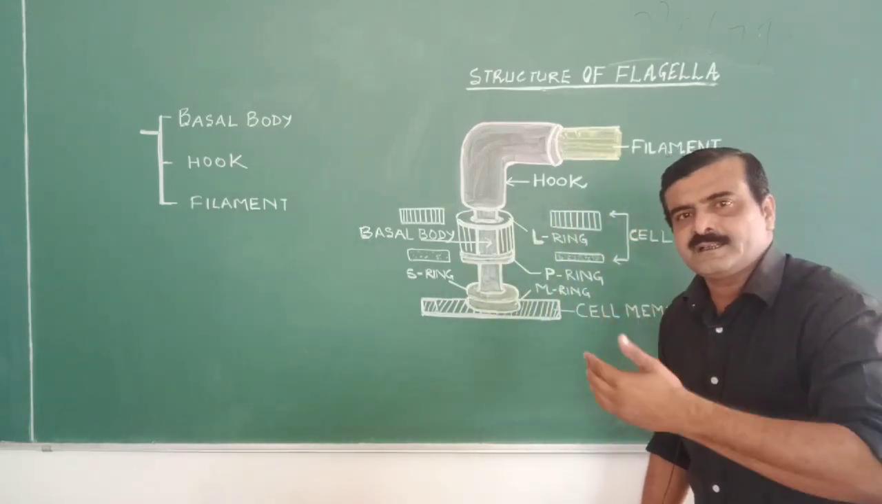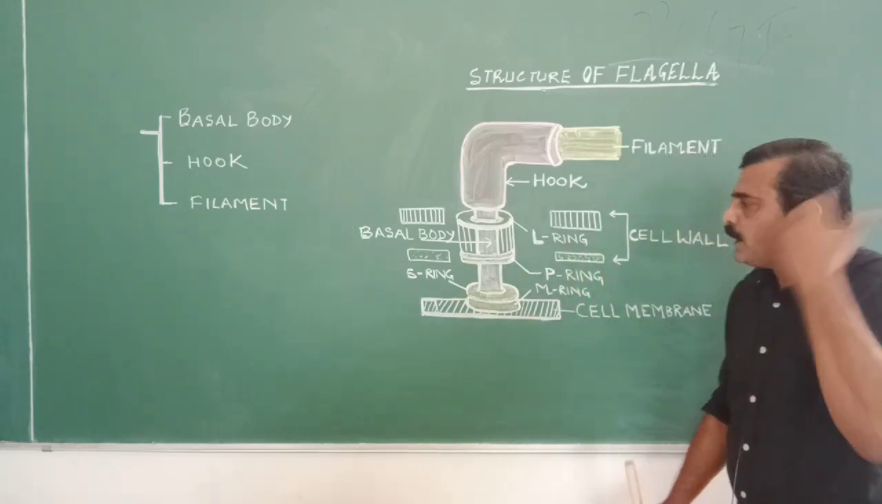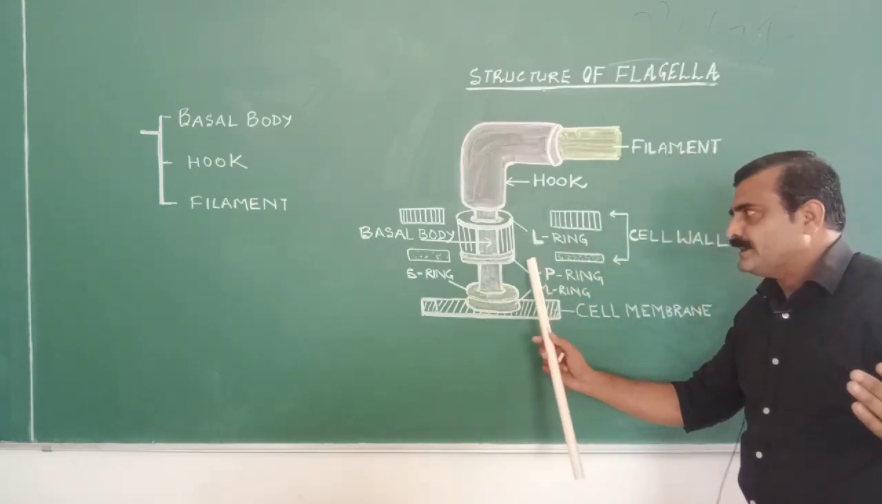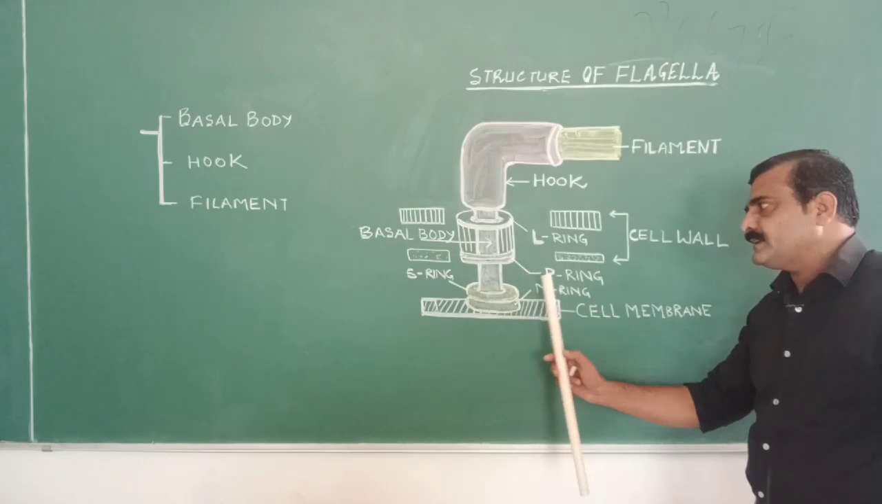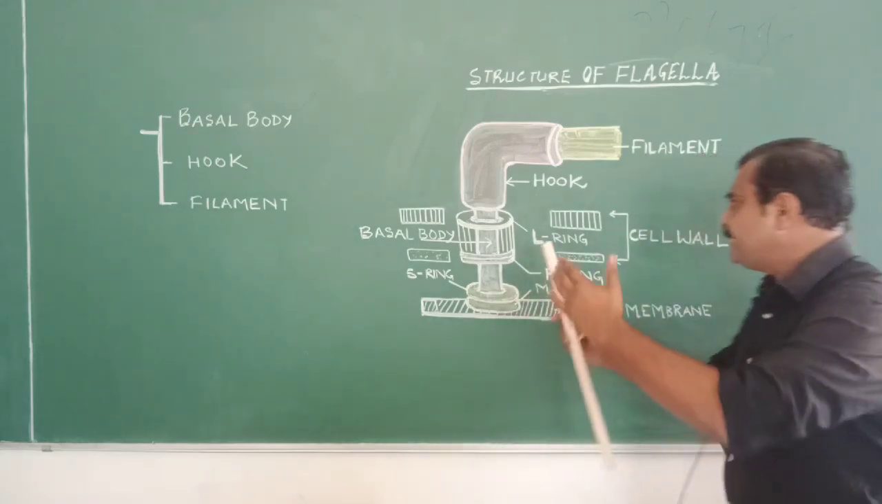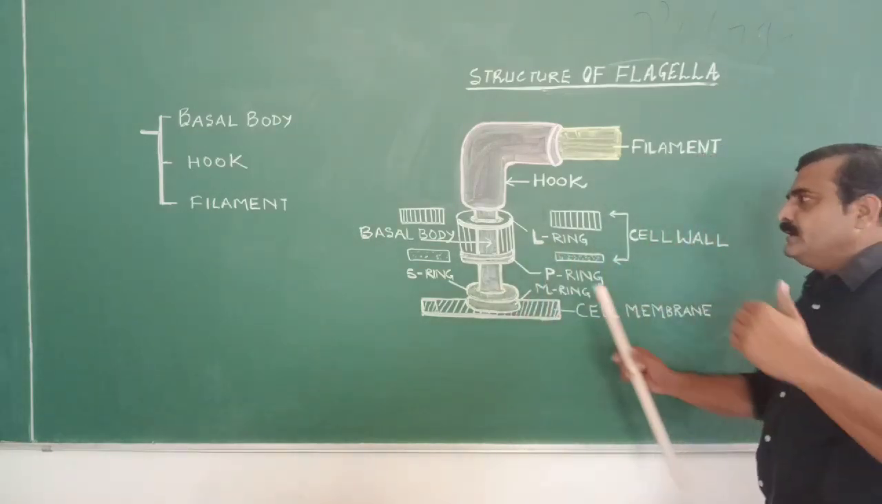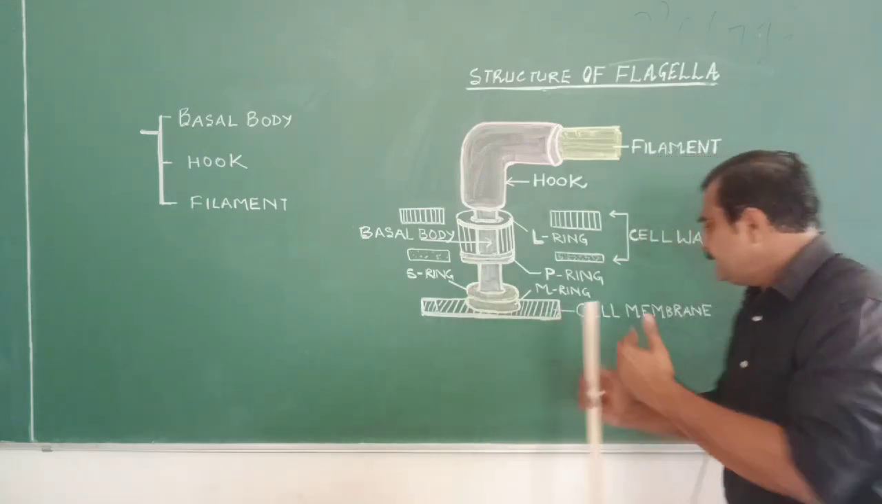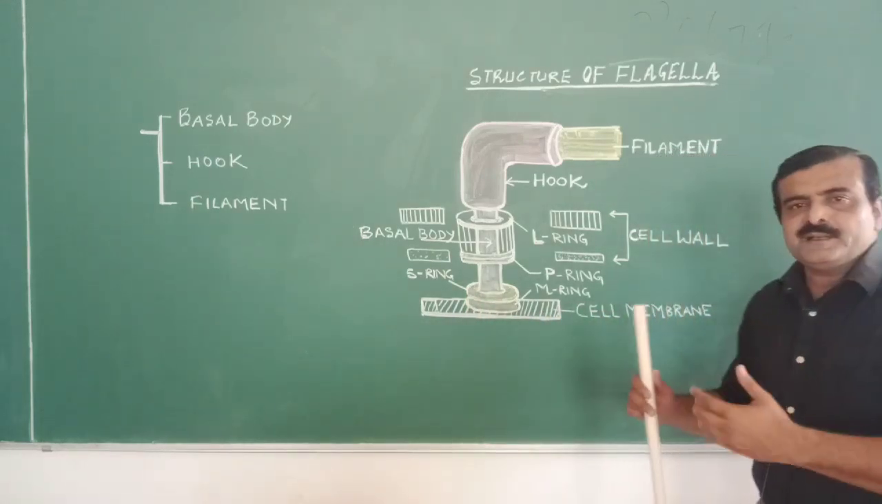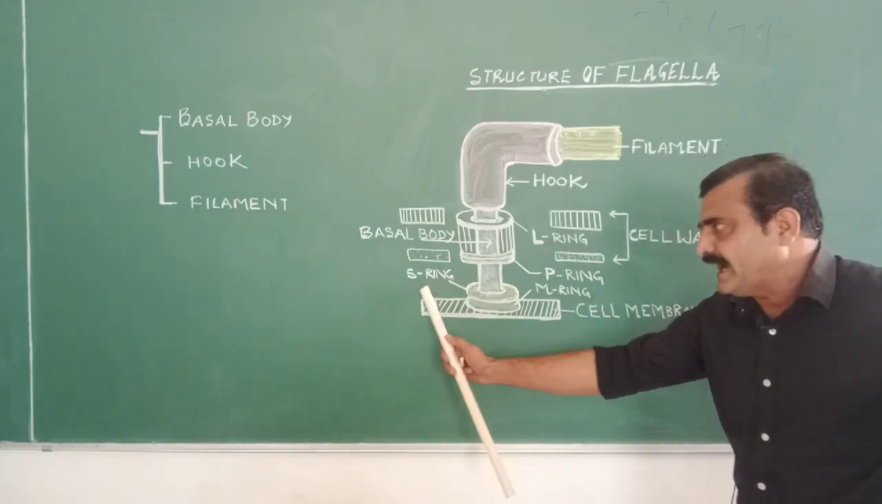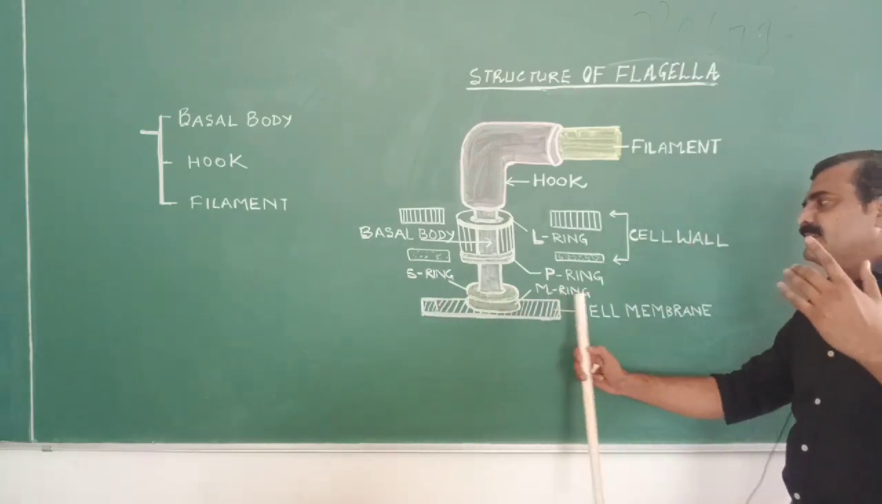There is an outer ring pair and an inner pair. Now the outer pair consists of two rings: one is the L ring, another is the P ring. The outer pair is present where? Cell wall. Now the inner pair is where? Cell membrane. The inner pair consists of one ring, the S ring, and another ring, the M ring.